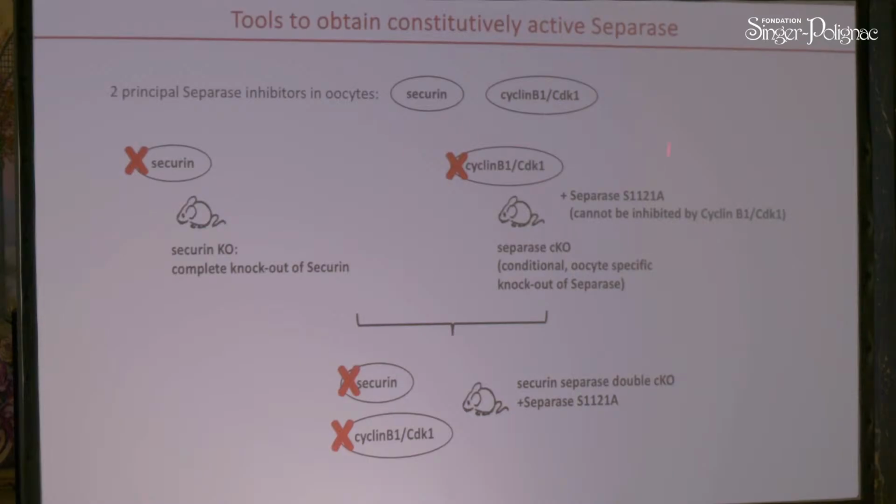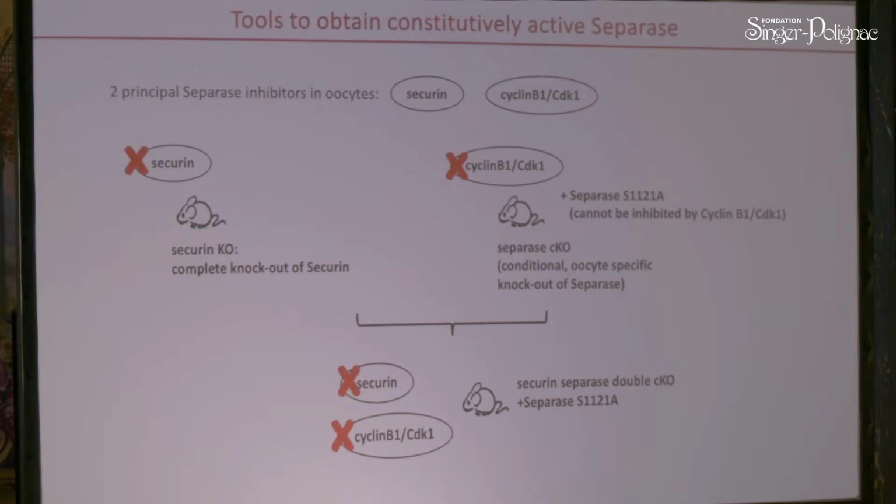And we use a separase conditional knockout, which we replenish with a separase mutant that cannot be inhibited by cyclin B anymore. So we can combine these two mouse strains, these two approaches. So we have a securin separase double knockout oocyte, where we introduce the cyclin B1 CDK1 inhibition-deficient separase mutant, where we have separase which we call out of control.